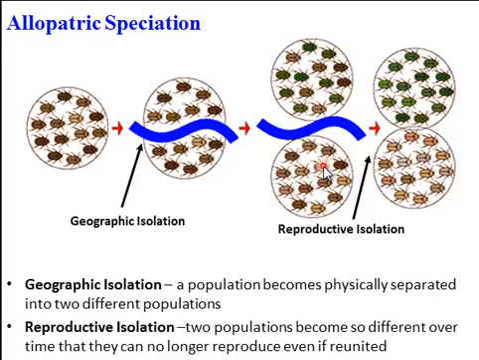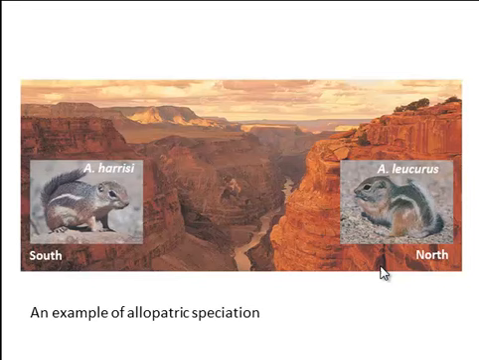If the two populations become really, really different, after some time, even if reunited, they may not be able to breed anymore. At this point, they're considered two separate species. However, if they're reunited and they're not that different, they might still be the same species. It all depends on if they can reproduce with each other. Here's a great example of allopatric speciation with these two squirrel species. At one point quite similar, but because they're separated by this great gap, the geographical isolation was then followed by reproductive isolation.